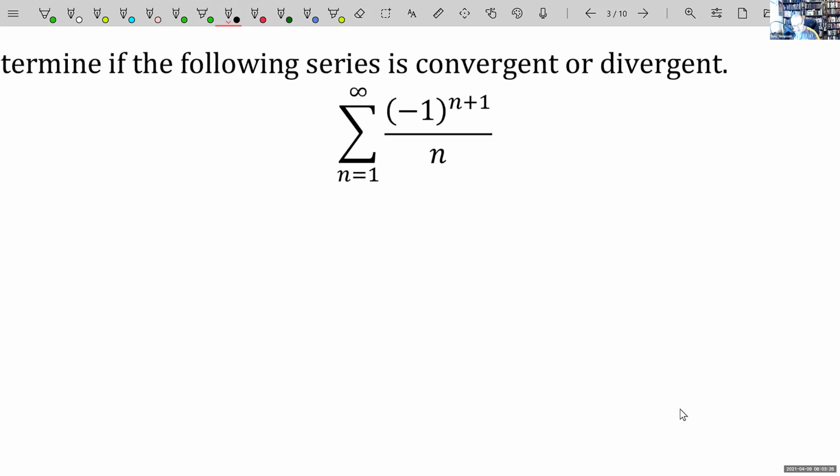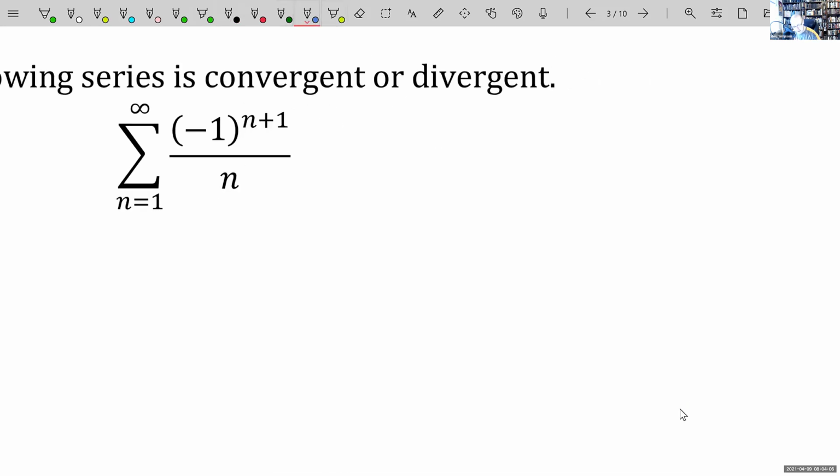I also want to draw your attention to something very important here. Notice that if I had erased almost all of this black ink right here, we would be looking at the harmonic series. And we know the harmonic series diverges. But this is not the harmonic series. This is an alternating series. It's actually called the alternating harmonic series. So I'll go ahead and write it off to the side.